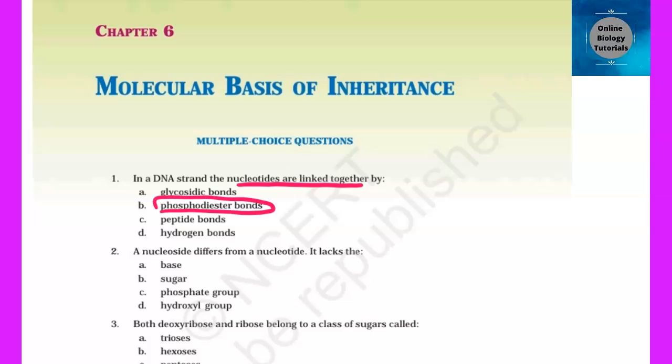Next question is, a nucleoside differs from a nucleotide in that it lacks the phosphate group. This is very, very important to know: a nucleotide is made up of base, sugar and phosphate, whereas a nucleoside is made up of just a base and a sugar.